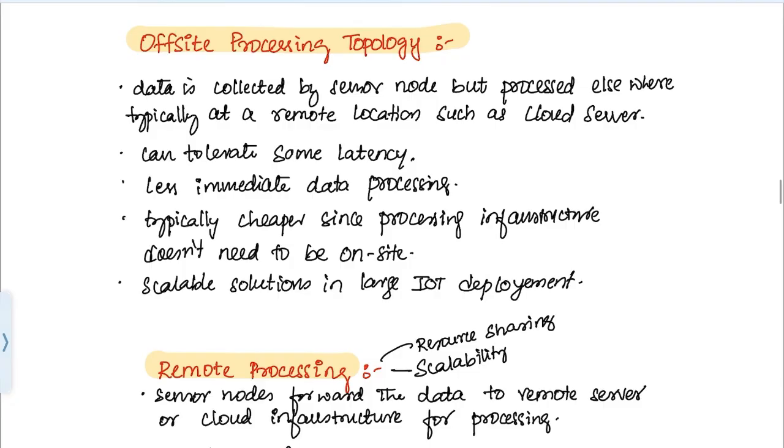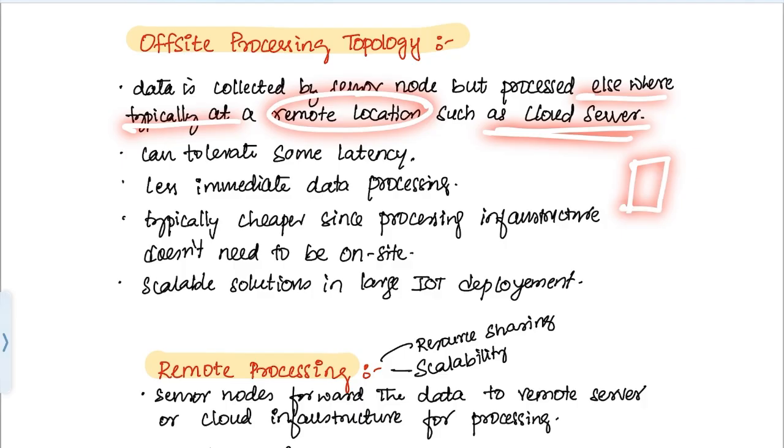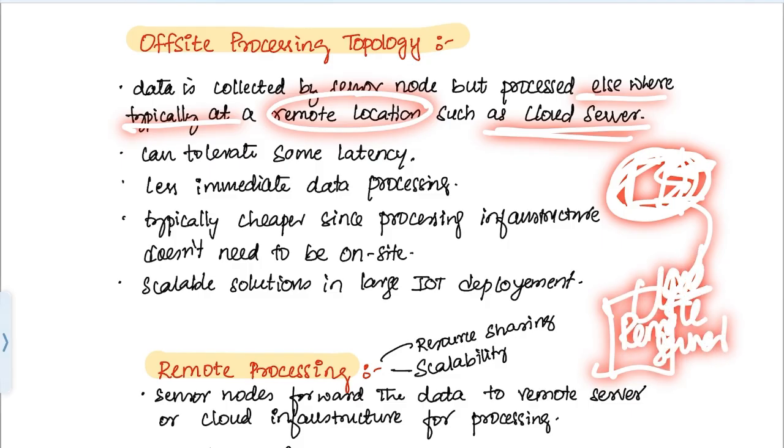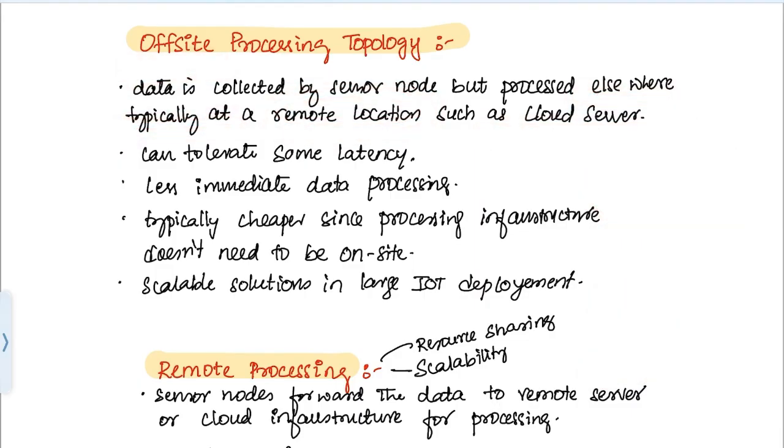Next, moving on, we have off-site processing topology. Here the data is collected by the sensor node but processed elsewhere, typically at a remote location such as a cloud server. Previously we saw that the sensor was sensing the data and then processing was also happening at the same place. But here, once the data is sensed, it is further sent to a remote server or cloud server where processing can happen off site. It is not happening on site, it is happening somewhere else.